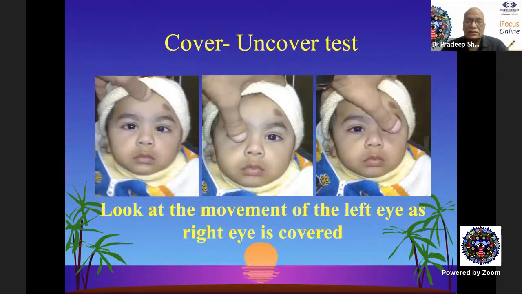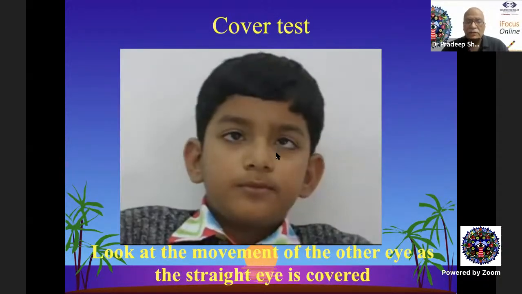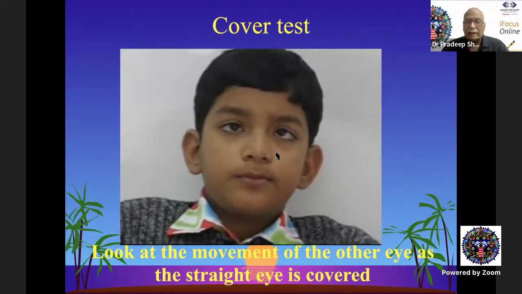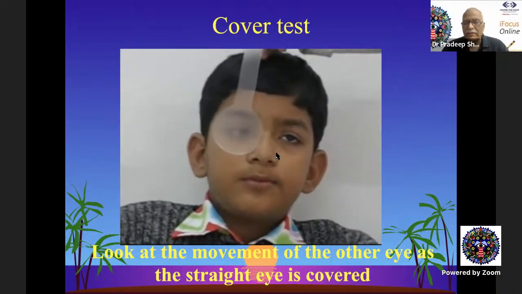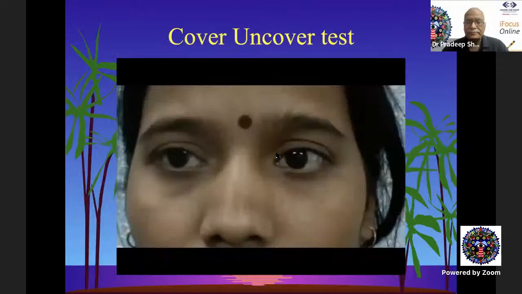Now, this is another case in which the left eye appears to be esotropic. You cover the right eye and you can see that the left eye has centered, it has moved out. And so this is a true esotropia. Now we'll see this on a video. You'll see here this boy has an esotropia. If you cover the right eye, the left eye has moved. So this is as simple as possible, you just need to cover the straight eye and look for the movement of the other eye to confirm whether there is a true or an apparent squint.